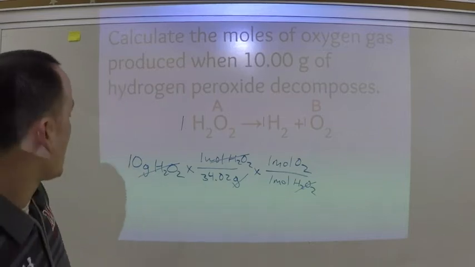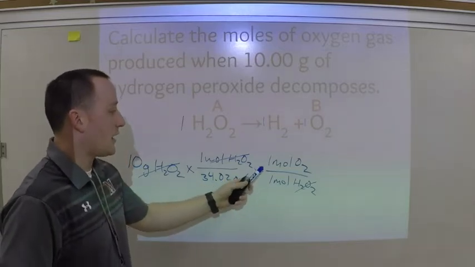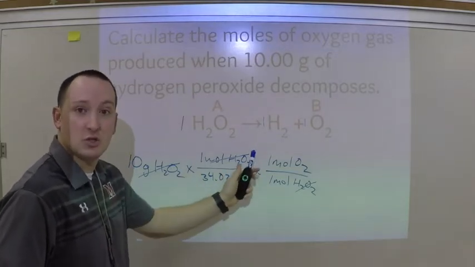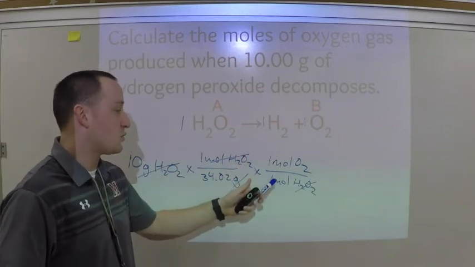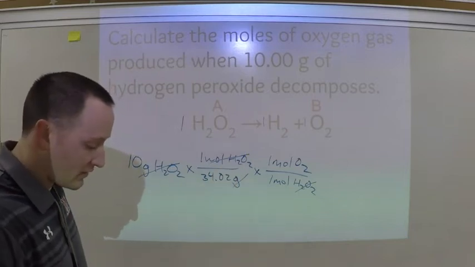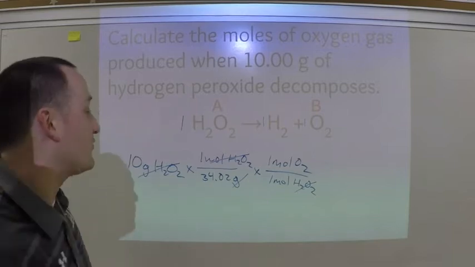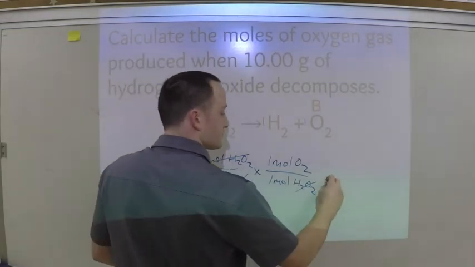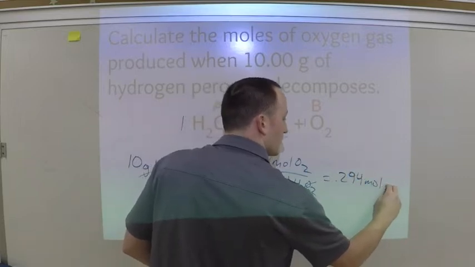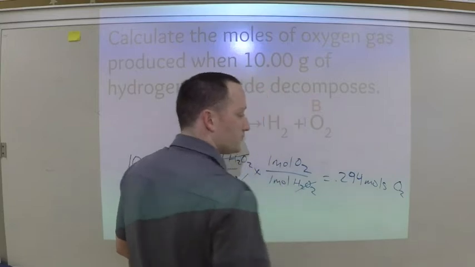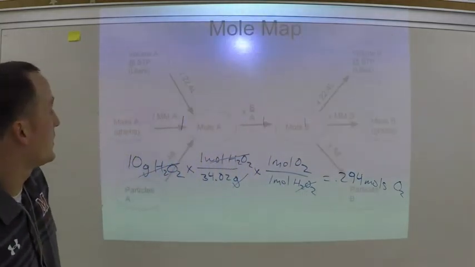So I do my 10 divided by 34.02. And because these are all ones, I don't really need to do those calculations, because it'd just be 10 times 1 divided by 34.02 times 1 divided by 1. So those ones don't have any influence on my number. So I should get that I have 0.294 moles of O2. Okay, and that's my problem. Okay, let's look at our next one.